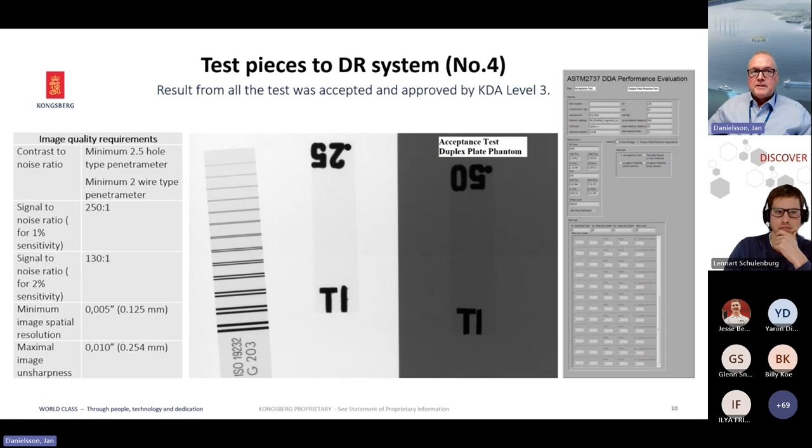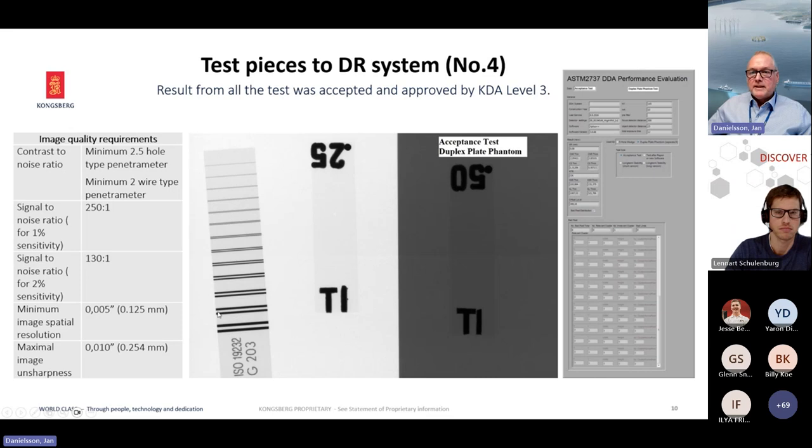This is the test piece to the DR system number 4. And this is the duplex plate Phantom. And this is the titanium plate in two thickness, one for the minimum thickness of the material and one for the maximum thickness of the material for inspection. Two IQIs that you can see here is placed on the surface and one duplex wire IQI on the thinner plate.